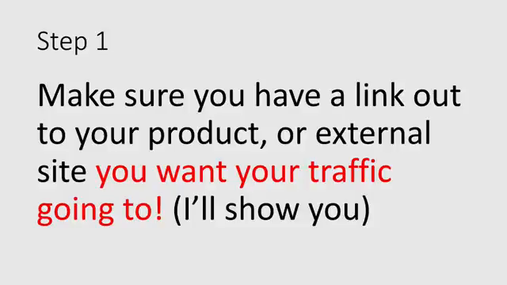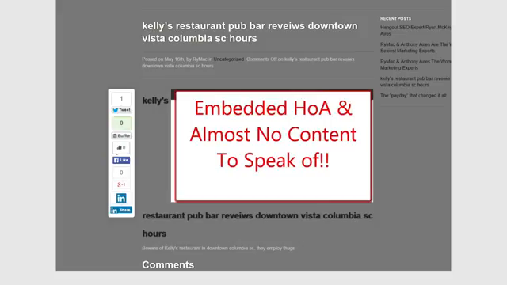So you want to make sure you have a link out to your product or your external site. If your money site is where you want traffic, it's a YouTube video, an HOA, a client site or an affiliate site, whatever it is, on this WordPress site you want a link out to where you want your traffic, okay? Now, add in your content.